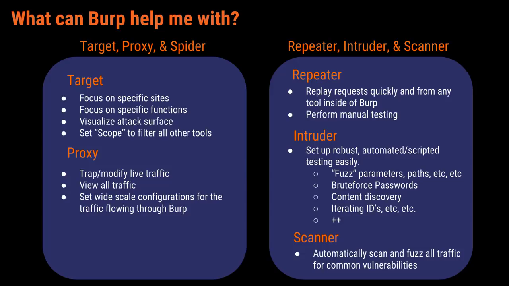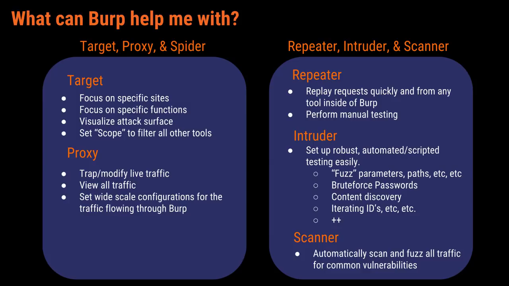Inside of the target, you can focus on specific sites by clicking on their domains and see all of the traffic in context when you're in that view. That helps you drill down on specific domains and see what you've sent there and the traffic that's gone through there. You can also look inside of any specific tree and click on a function or a path or a page and look at all the requests that you've sent there. This helps you drill down on certain parts of the application.